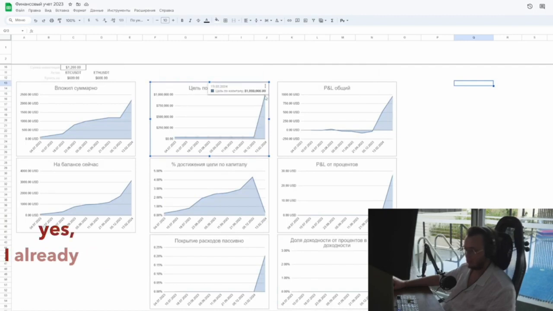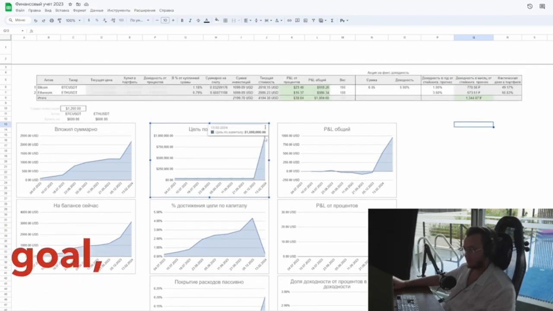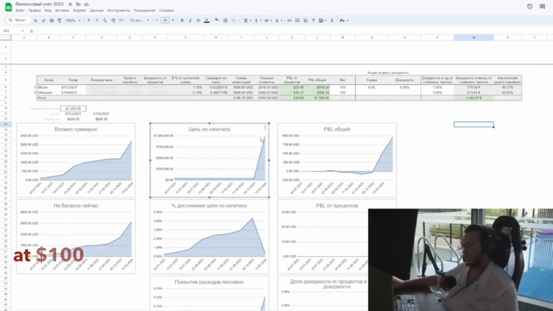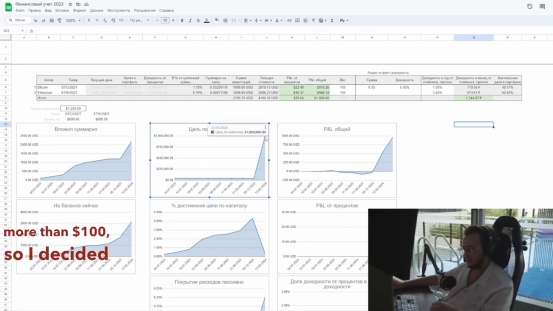$40,000. Yes, I already set for myself a reasonable goal, a tangible $1 million, but sure, I save $1 million at $100 a week, but I don't know how many years or even decades it will take. As I said, I will invest a little more than $100. So I decided to immediately increase my goal for the future.